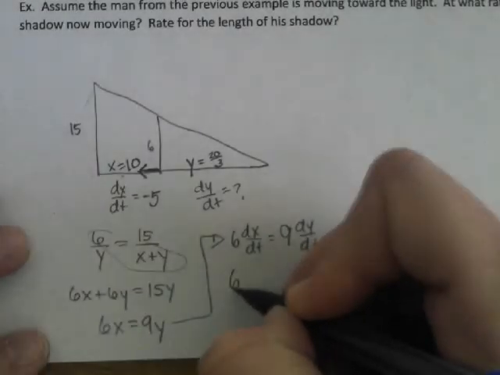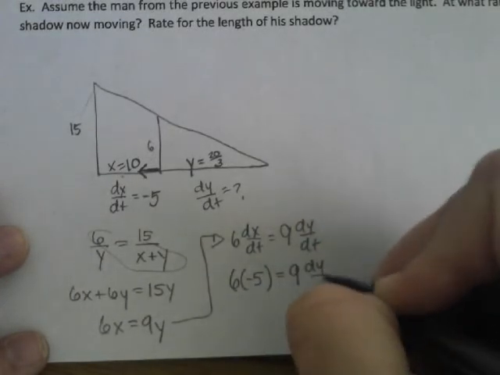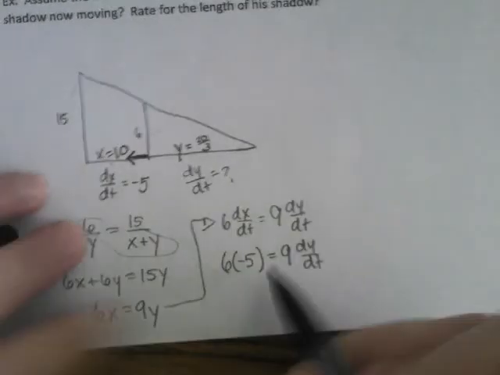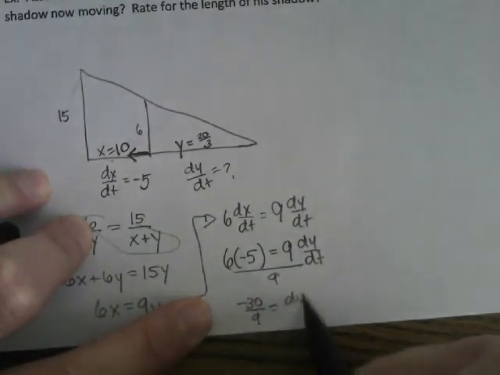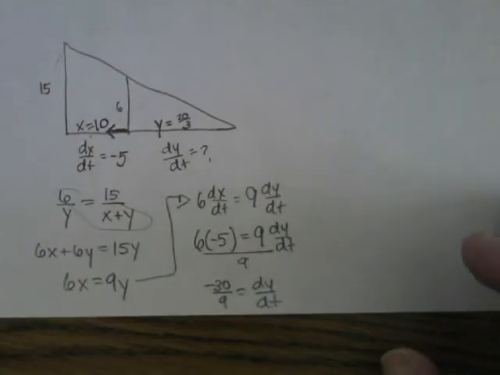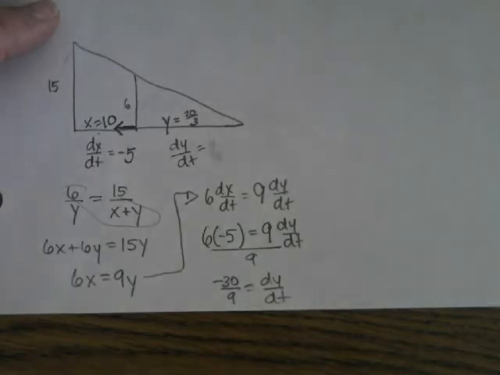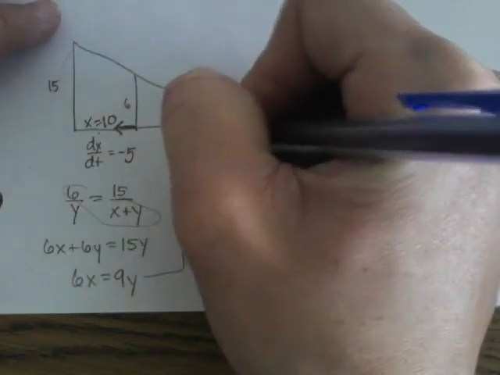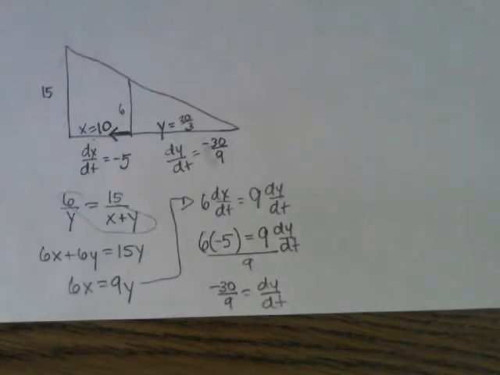instead of +5. We divide both sides by 9. And so the only thing that's really changed is that everything seems to have been negated. So now because he's walking back towards the light, the length of his shadow is shrinking, and it's just negated from what it was before. Okay?